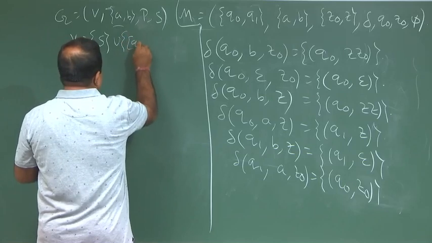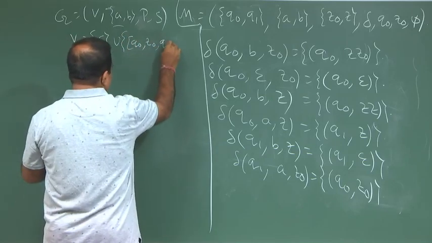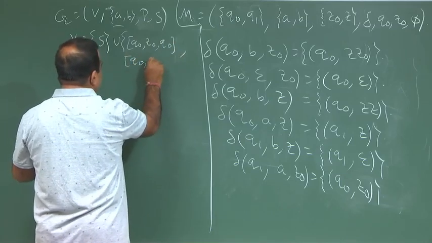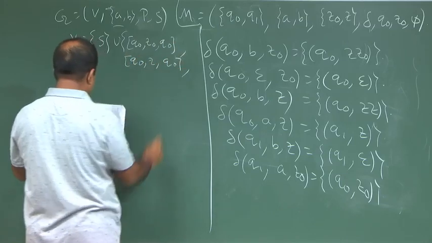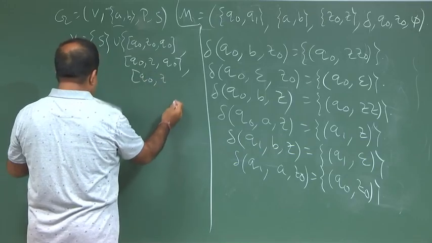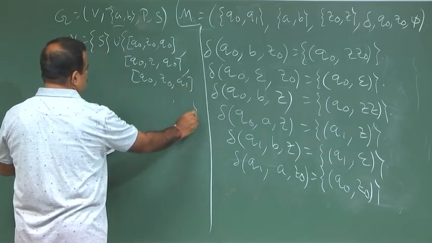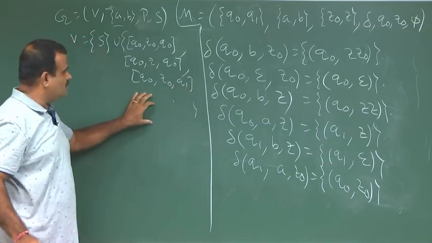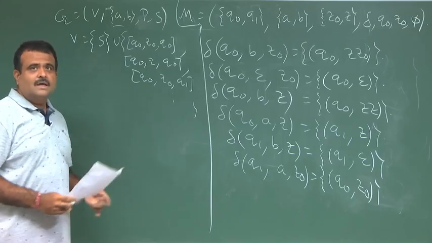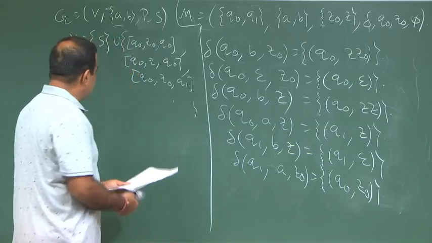So, q0, z0, q0, then q0, z, q0, all the possibilities, then q0, z0, q1 like this, all the possibilities. I am not writing all of it, it is written in the lecture note. Now, we have to define the rules, the S rules and the other productions.